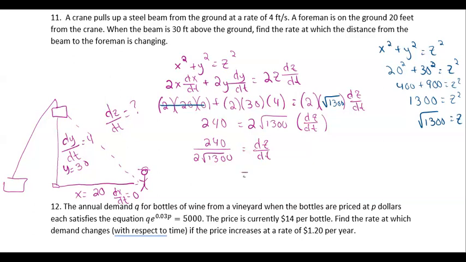type that into the calculator, and I got 3.33 feet per second for my dz dt. So what does that mean? That means that as this beam is being raised into the air by the crane, the distance from the beam to the foreman is changing at a rate of 3.33 feet per second.